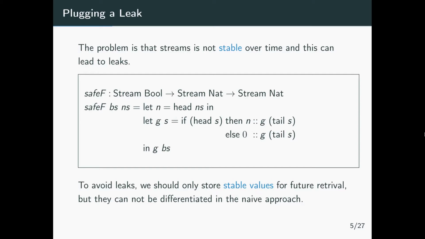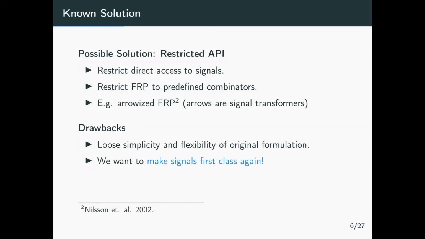And this is fine. So now you run your program, the stream is garbage collected and it goes away, and you only retain this natural number, so that's fine. So the idea here is that to avoid leaks, we should only store stable values, right? We should only keep these stable things around. But the problem is they cannot really be differentiated in this naive approach. So we want to do something else.